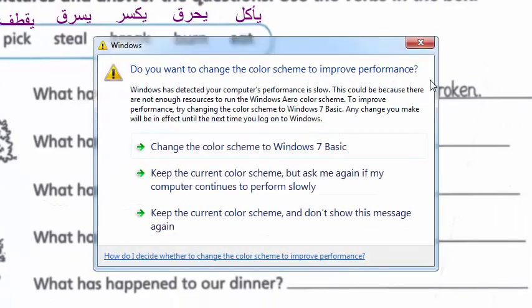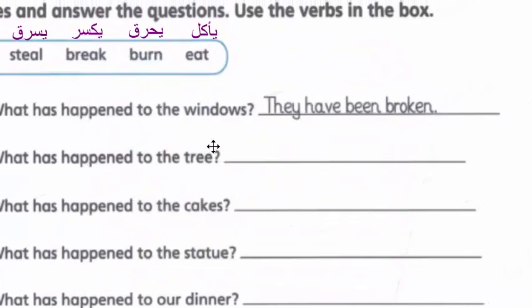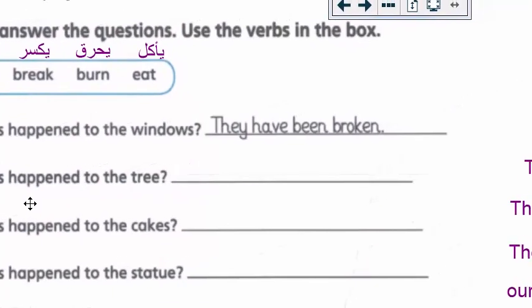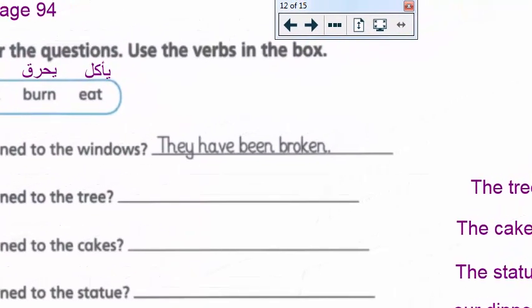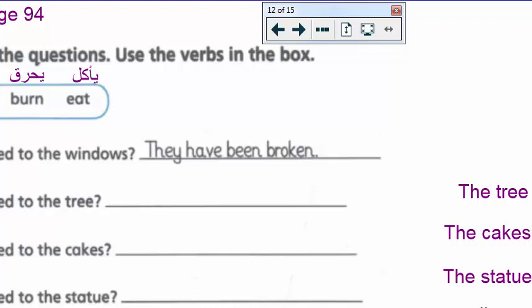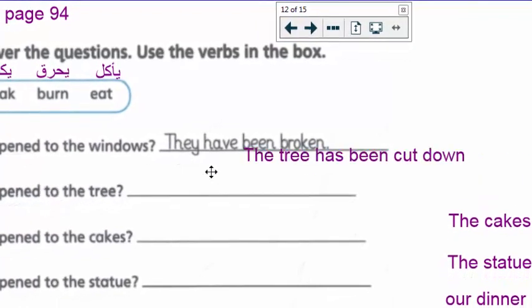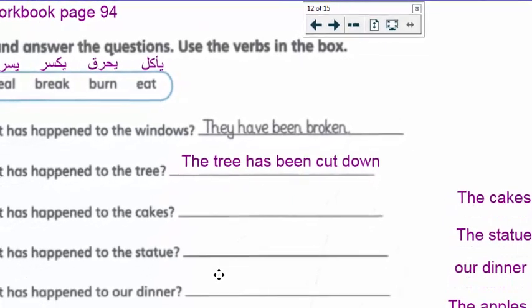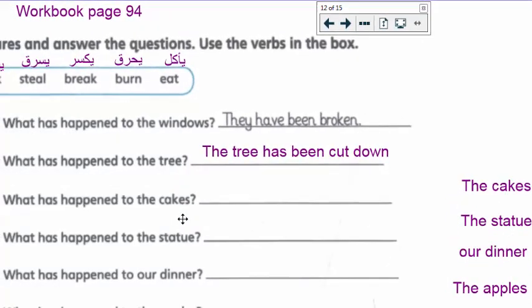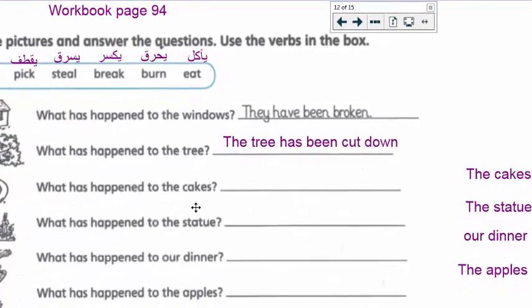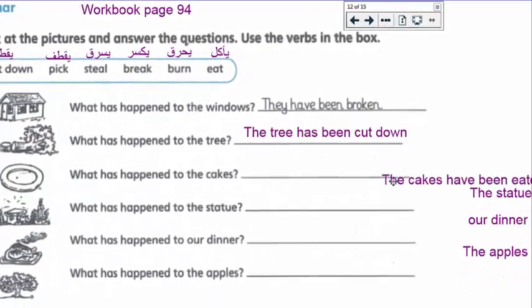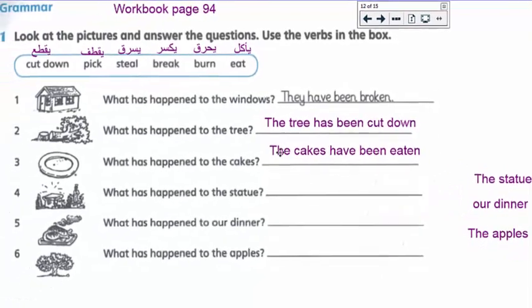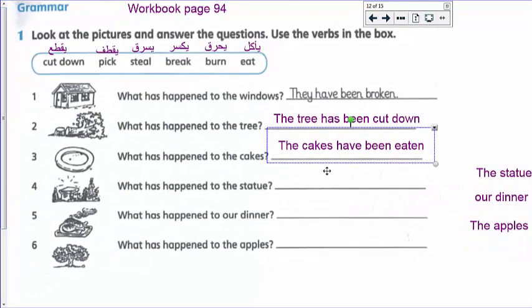Look at number 2. What has happened to the tree? Look at the tree. Yes, the suitable verb here, cut down. So we can say like this. The tree has been cut down. What has happened to the cakes? So I'm asking about the cakes. So we can say the cakes have been eaten.